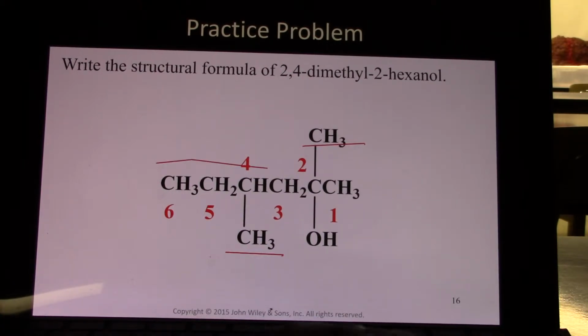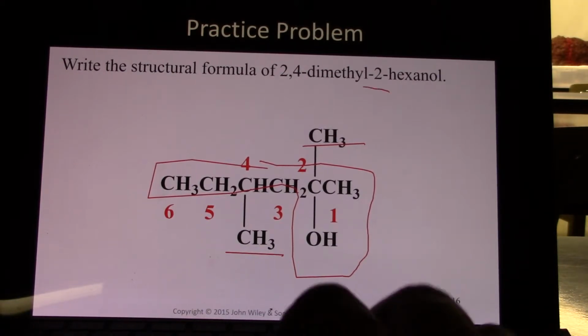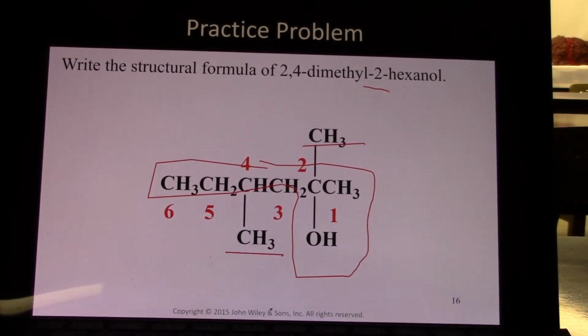So first we put our 2-hexanol down, and that's just 6 carbons in a row with the OH group coming off of carbon 2 because it's 2-hexanol. And then we add the 2 methyl groups. So 1 methyl group at carbon 2, 1 methyl group at carbon 4 to get 2,4-dimethyl-2-hexanol.